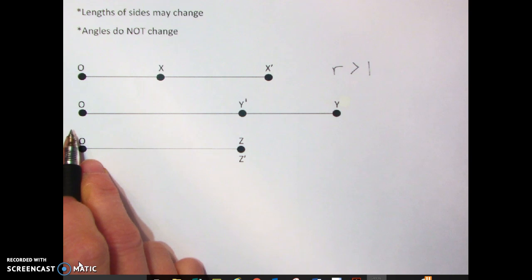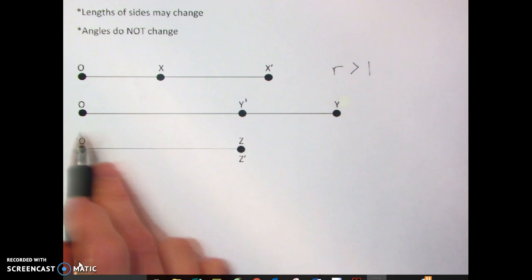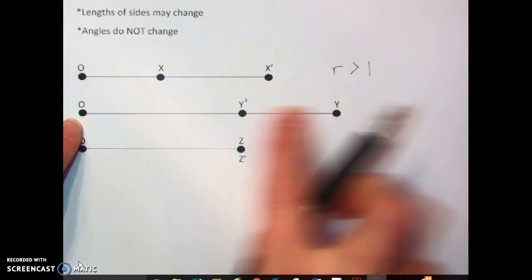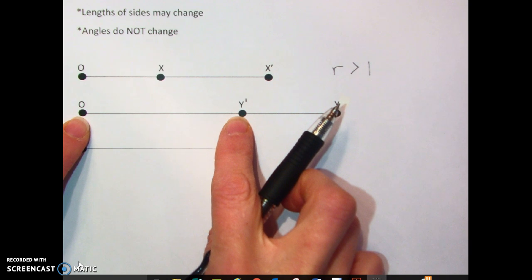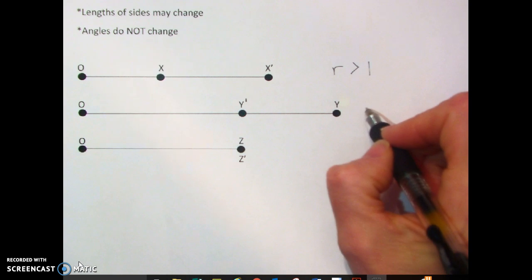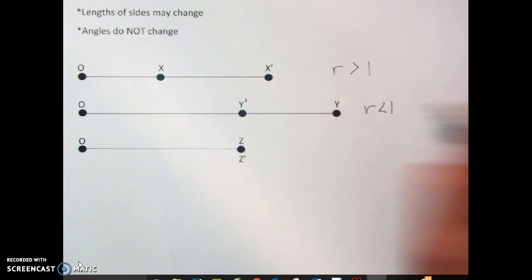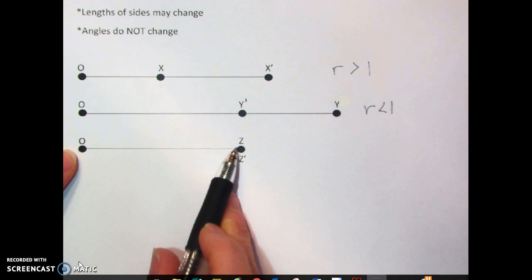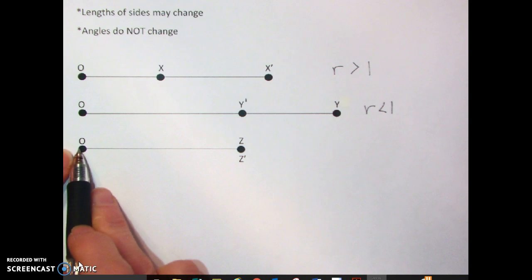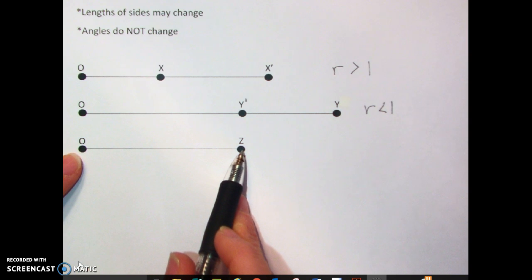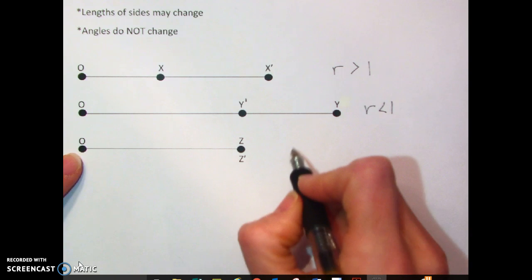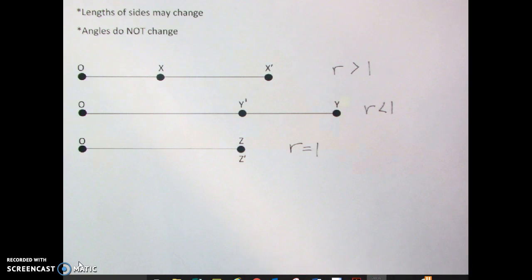Now, if our image goes from, well, here's the original length, here's the new length, it got shorter. If our image gets shorter, our scale factor has to be less than 1. Now, here's our original pre-image, and then here's our image. Didn't change in size. That means the scale factor is equal to 1. So even though we don't have numbers here, we can tell something about the scale factors.